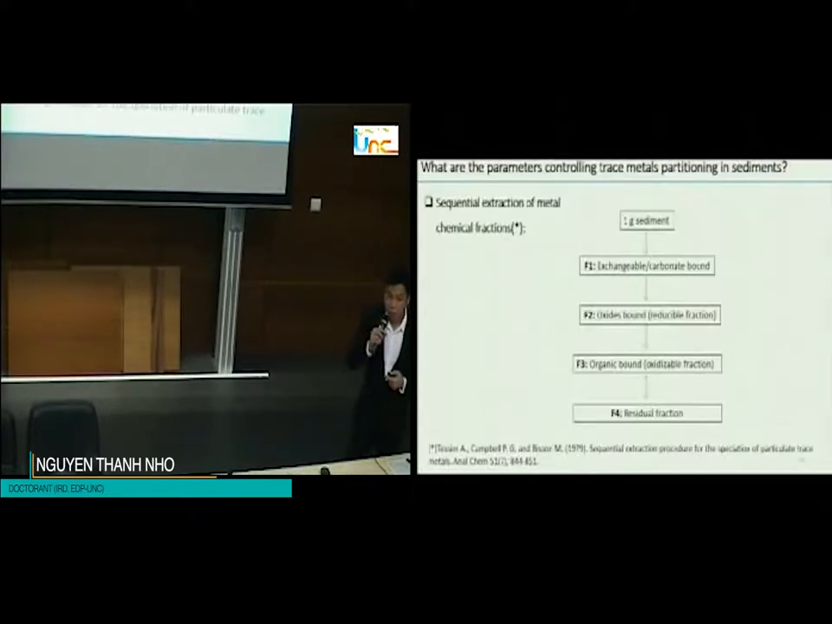To evaluate the geochemistry and availability of trace metal in sediment, a sequential extraction procedure was carried out based on the method developed by Tessier in 1979. The elements were divided into four operationally defined geochemical fractions, including exchangeable and carbonate bound, iron-manganese oxyhydroxide bound, organic bound, and the last one, the residual fraction.